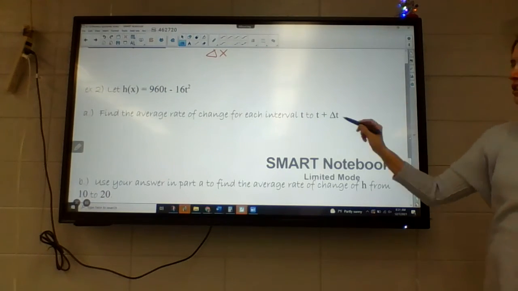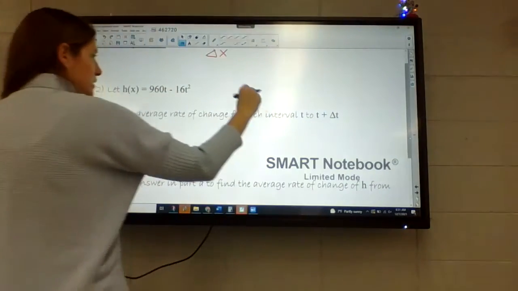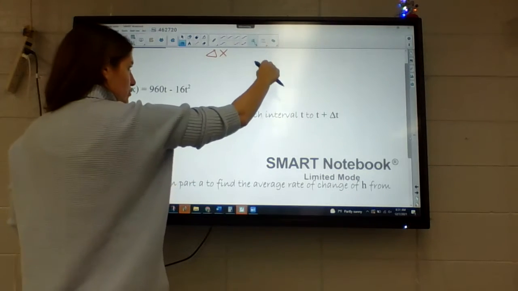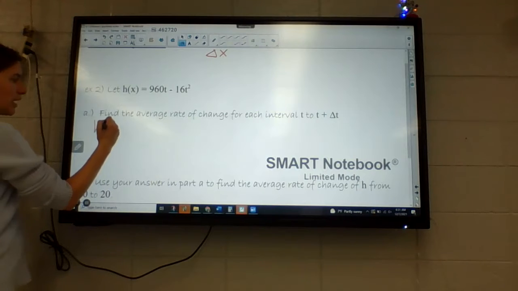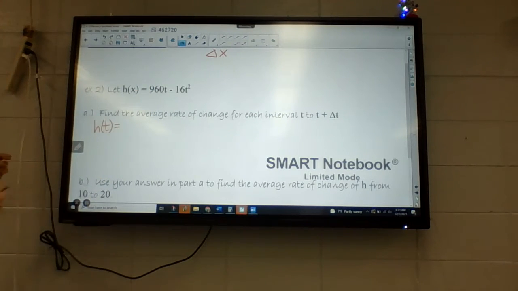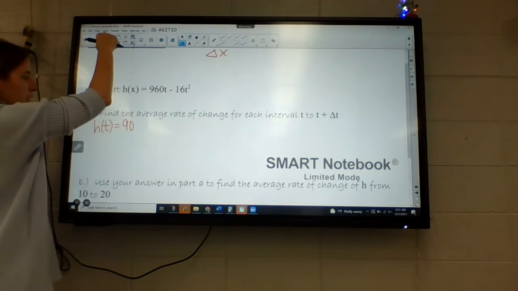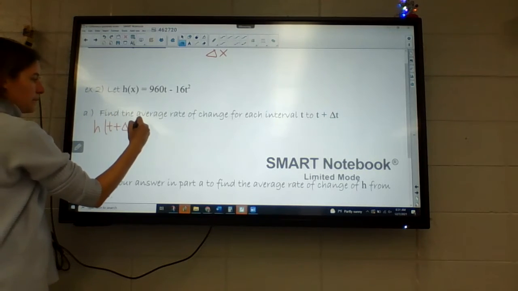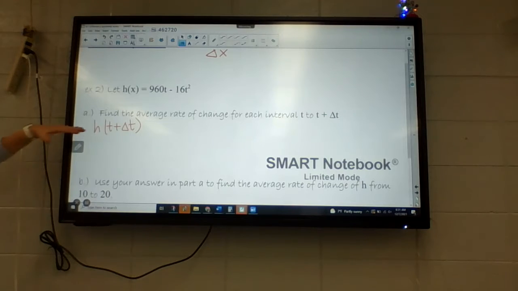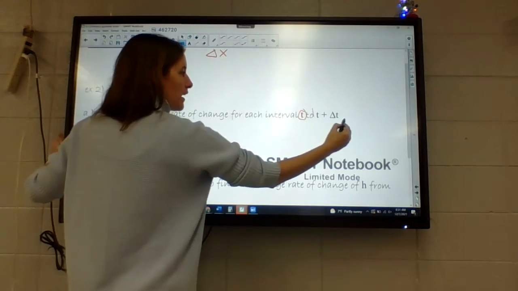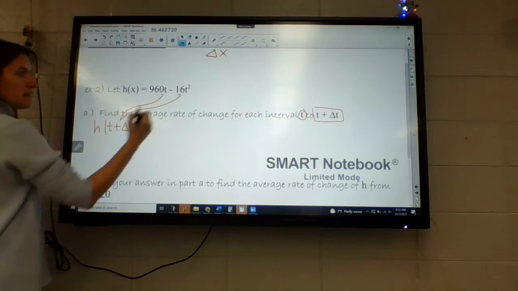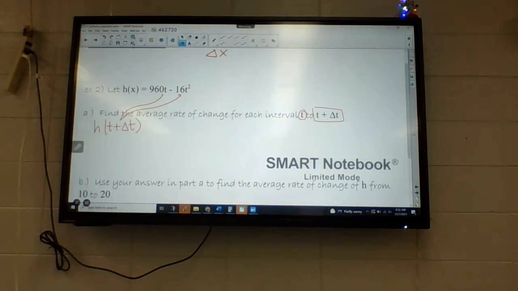So it says find the average rate of change for the interval from t to t plus delta t, which is again kind of strange, and I'll try to help us with this. So h of t is just like this normally. So if I have h of t, and then I have t plus delta t, what we're going to do is substitute this in for t. So we're trying to write an equation that substitutes that value in.